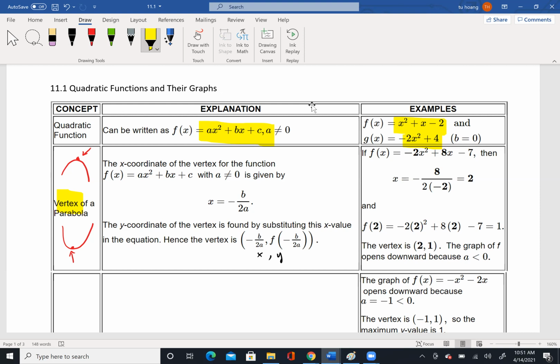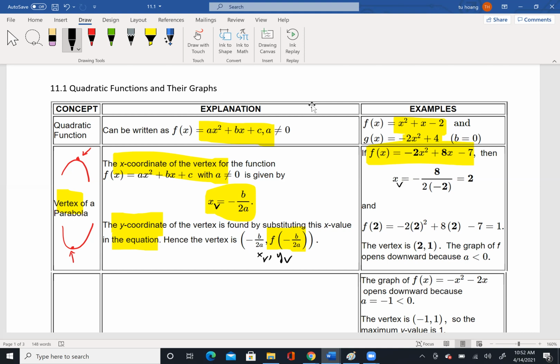In order to find the x coordinate of the vertex, you should use the formula x equals negative b over 2a. And the y coordinate will follow by f of negative b over 2a. So you can just substitute the x value into the equation to get it. You can see the example on the right hand side over here. For example, with f(x) = negative 2x squared plus 8x minus 7, you can find the x. I'm going to call it the x vertex, xv. So x vertex equals negative b, which is 8, over 2 times a. a is negative 2, so 2 times negative 2, and the x vertex will equal 2.